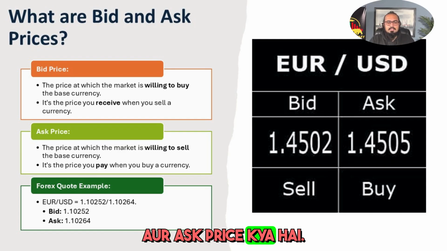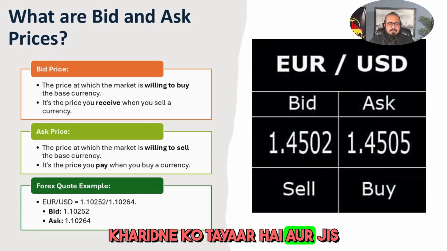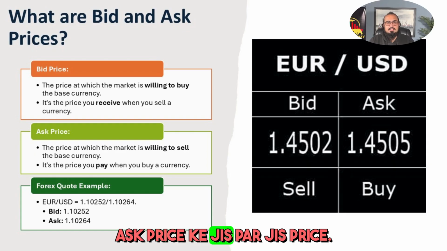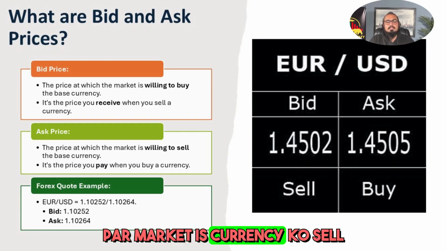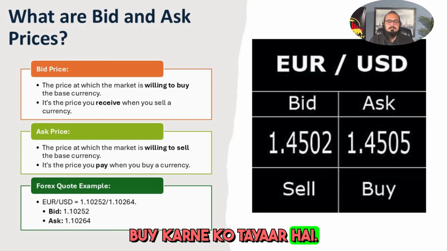Now, what is the bid and ask price? The bid price is very simple. It is the price at which the market is ready to buy and at which you are ready to sell. The ask price is the price at which the market is ready to sell this currency and you are ready to buy.